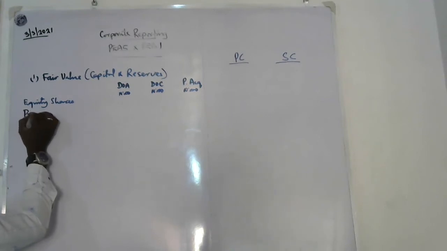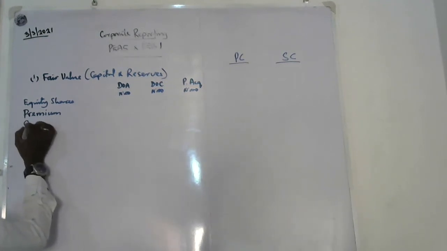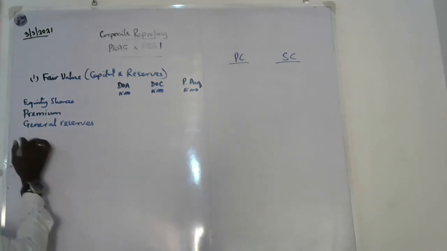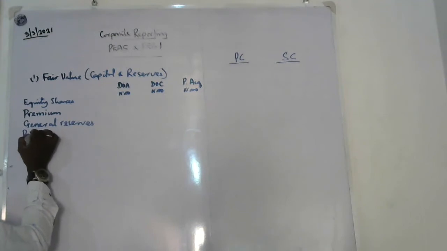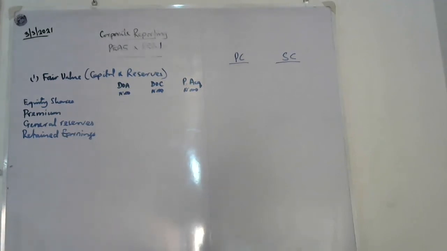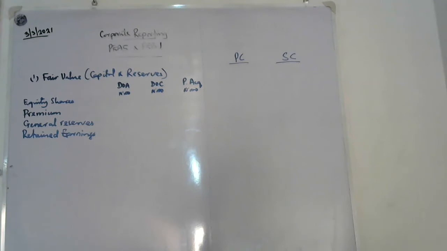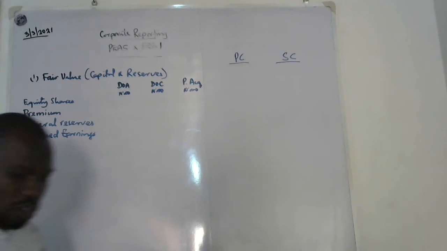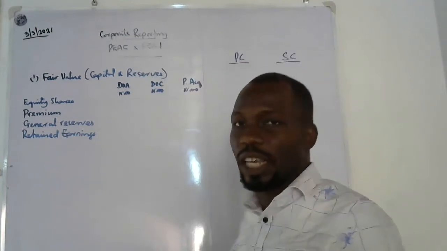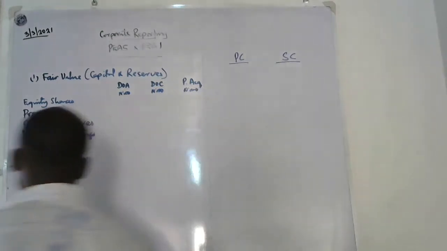Then, if the company has premium, premium comes there because it's part of the equity shares of the company. Then, if there are general reserves, they are to be considered here. If there is retained earnings, the question which you must have also comes here. Then if there is preference shares, the situation of preference shares is in various stages. If it is ordinary preference shares, then it is to be treated inside the non-current liability. But if it is irredeemable preference shares, then in our subsequent video, we will look at the situation of irredeemable preference shares. Now, these are the items that you will majorly have on the question.